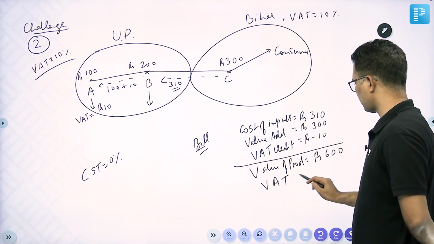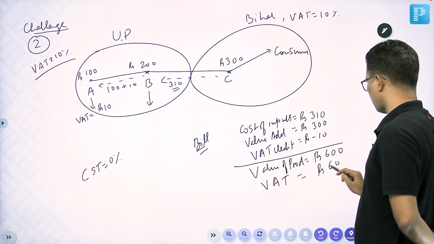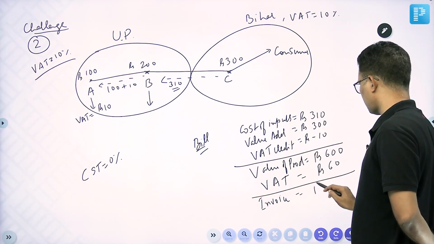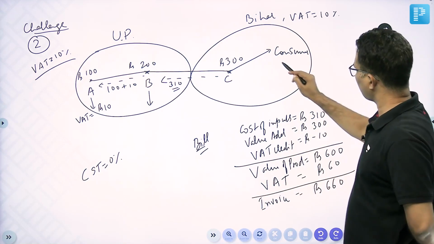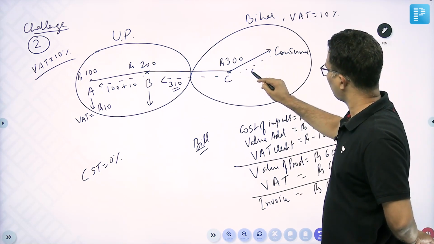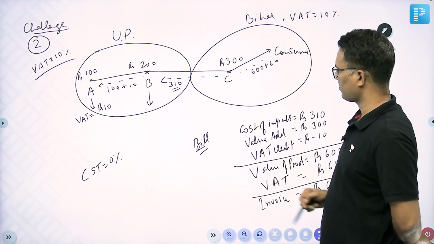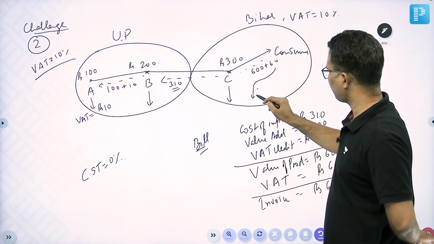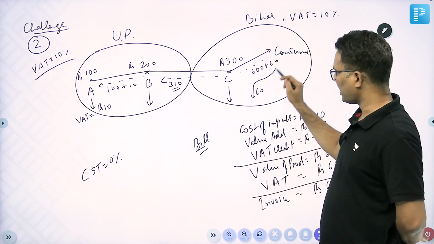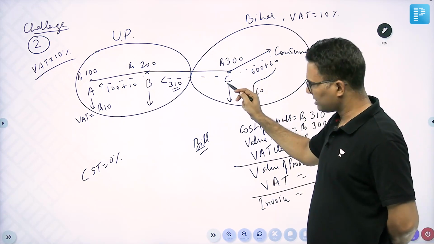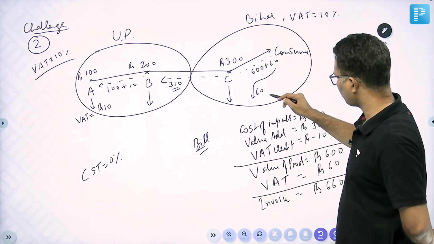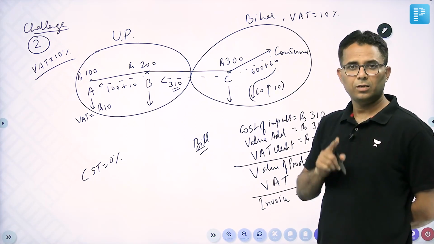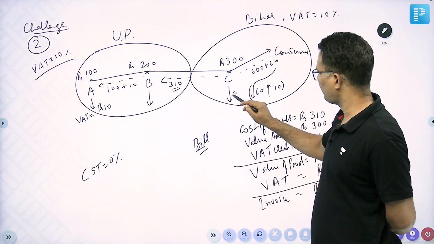VAT rupees 60. Invoice: so the consumer will pay 600 plus 60. What will C do? C will pay the entire 60. And whatever VAT C has paid earlier will be given back. So effectively C paid 50.